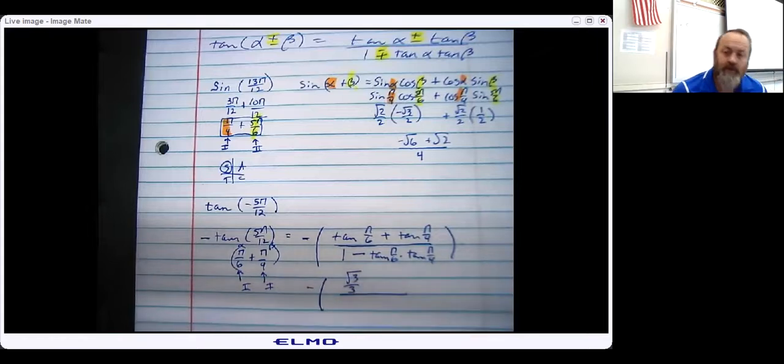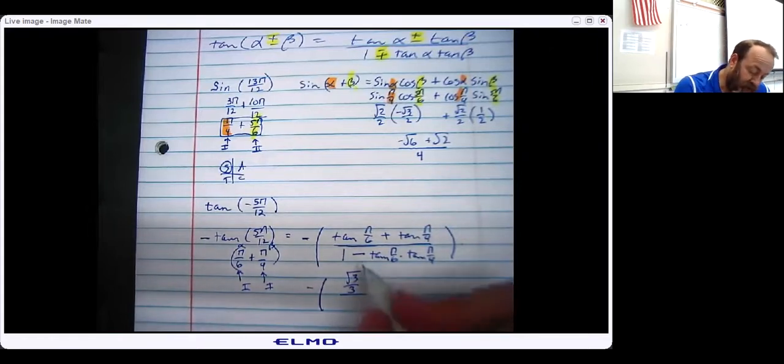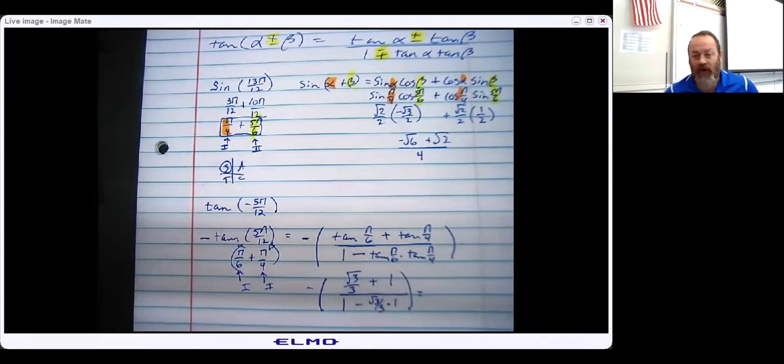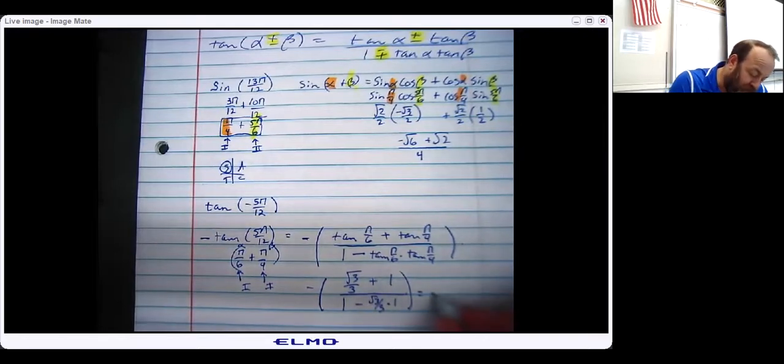Referring back to our unit circle that we've done quite a few times, the tangent of pi over 6 is √3 over 3. Tangent of pi over 4 is 1. This is √3 over 3, and the tangent of pi over 4 again is 1. So this isn't so bad, but I don't really like the fraction in a fraction story. So I'm going to go ahead and multiply everything top and bottom by the number 3. And if I do, I'd get a √3 plus 3 on top, and I'd get a 3 minus √3 on the bottom.